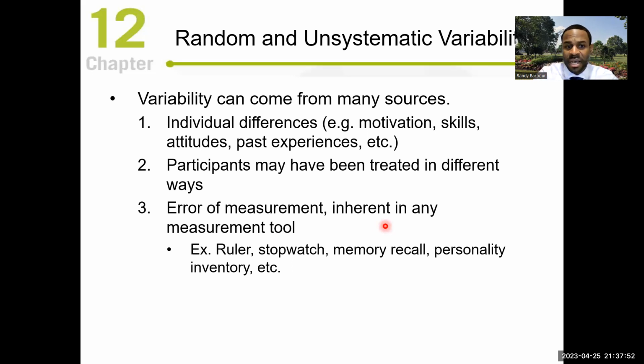And then the last piece is the error of measurement, which is inherent in any measurement tool, right? When I get on the scale, I may not get the same weight every time just because some scales may not be calibrated right. When we're looking at rulers, if I gave you a ruler and I wanted you to measure your dorm room or your room in your apartment in millimeters, you're likely going to get very different measurements each time you measure your room. Stopwatches, right? I asked you to time somebody, and that stopwatch is not going to be the same.